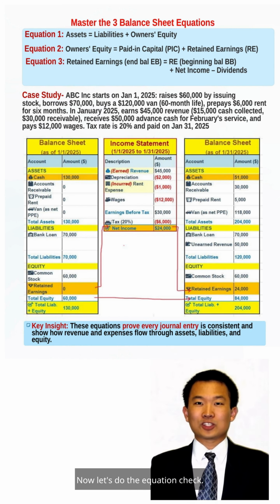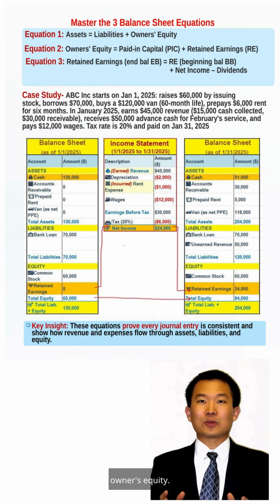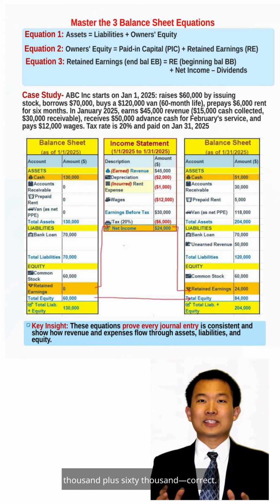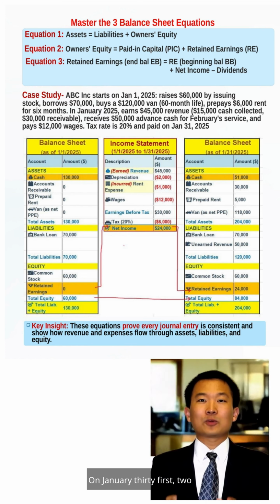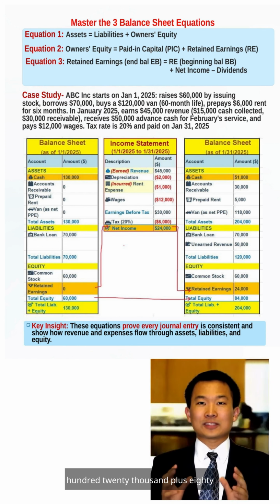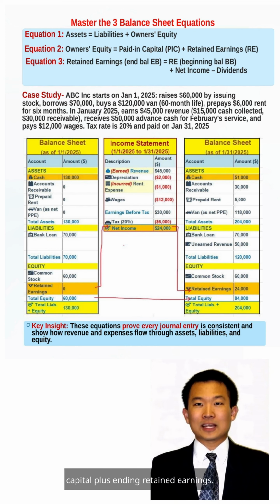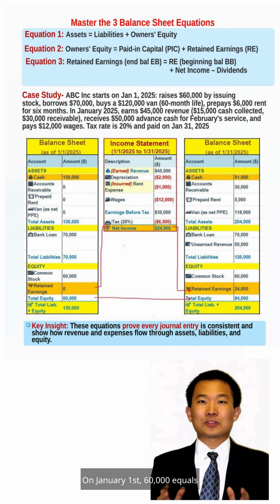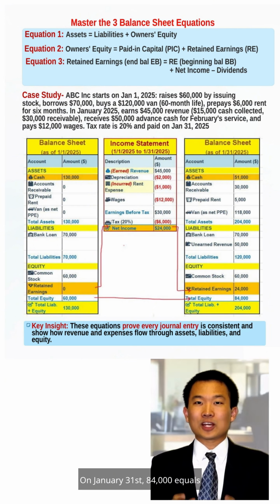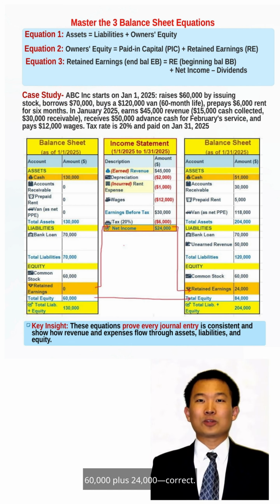Now let's do the equation check. Assets equal liabilities plus owner's equity. On January 1st, $130,000 equals $70,000 plus $60,000. Correct. On January 31st, $204,000 equals $120,000 plus $84,000. Correct. Owner's equity equals paid-in capital plus ending retained earnings. On January 1st, $60,000 equals $60,000 plus 0. Correct. On January 31st, $84,000 equals $60,000 plus $24,000.